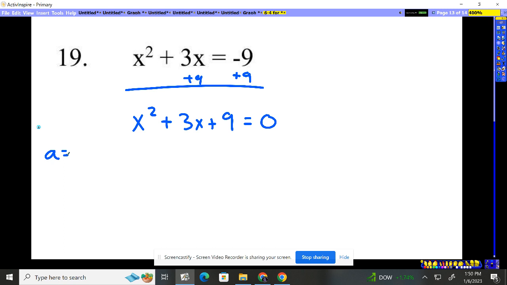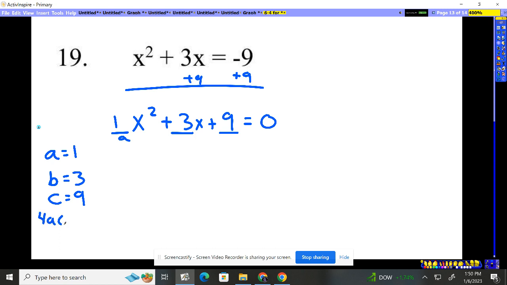Okay. We're going to have an a value, a b value, and a c value. Who are those? Well, the a value is whoever's in front of the x squared. The b value is whoever's in front of x. And the c value is that, as long as you have it set equal to 0. So the a value is 1, because we understand there's a 1 in front always. The b value is a 3, and the c value is a nice 9.